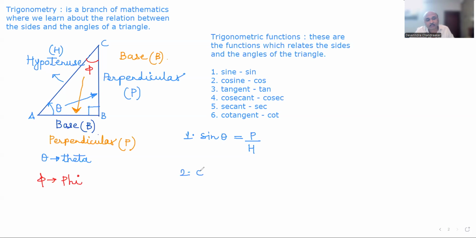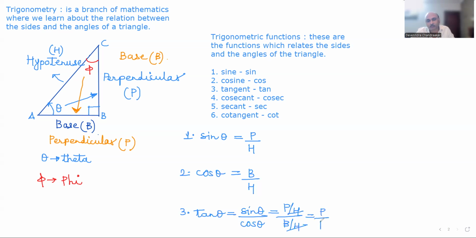The second is cos theta. When the input of angle is given to cos, it gives us a value of b by h. Third one is tan theta. Tan theta is the ratio of sine theta to cos theta. It will be p by h upon b by h. Eventually, it becomes p by b.